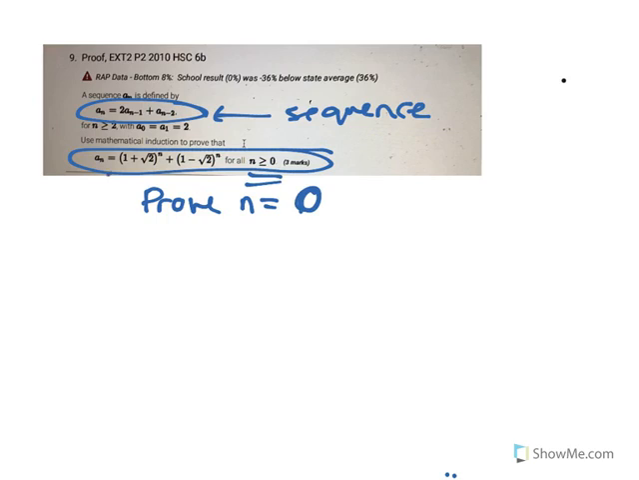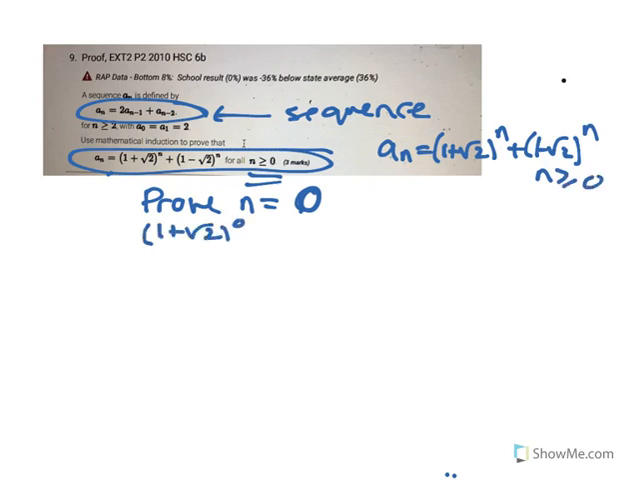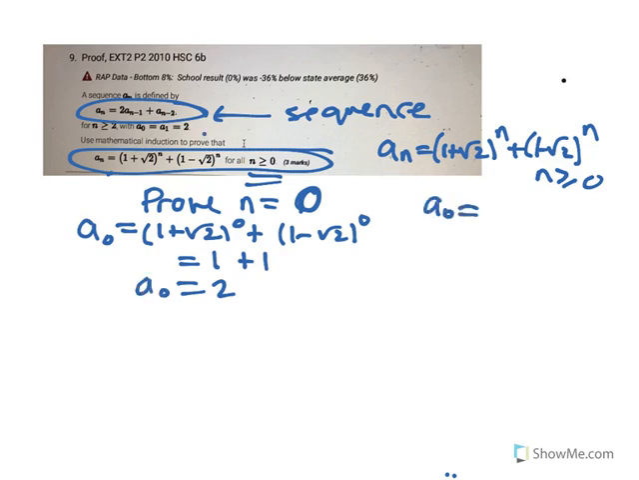This here is what we're actually trying to prove, that a_n equals (1 plus root 2) to the n plus (1 minus root 2) to the n for all n greater or equal to 0. So it's (1 plus root 2) to the 0 plus (1 minus root 2) to the 0, which is equal to 1 plus 1, which is 2. That's what a_0 would equal. So is that true? Now if we look at the top, a_0 equals 2.